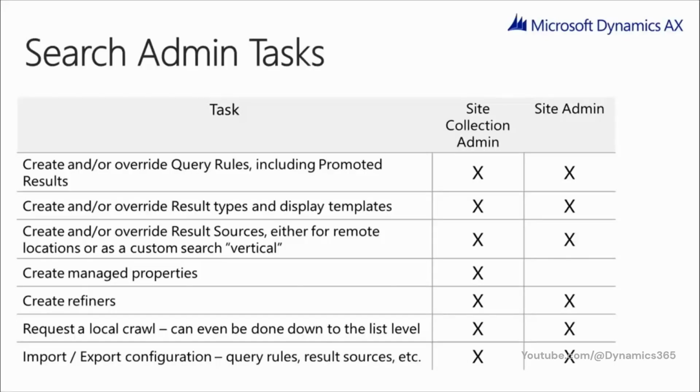In this lesson, we'll learn about the various tasks a search admin can perform to maintain search configurations. Create override query rules, including promoted results. Create or override result types and display templates. Create or override result sources. Create managed properties. Create refiners. Request for a local crawl. Import-export configurations such as query rules, result sources, etc.